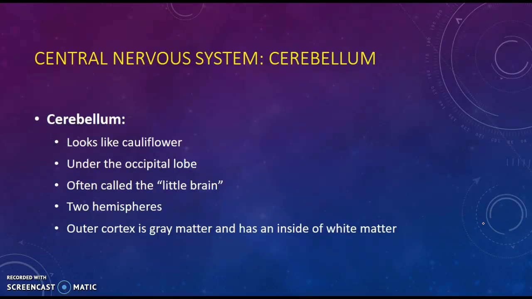All right, our last structure of the brain we're going to talk about is the cerebellum. It does look like a big piece of cauliflower, so if you've ever eaten cauliflower, that's exactly what it looks like. It sits right underneath the occipital lobe, and it's often called the little brain. The reason it's called the little brain is it's got two separate hemispheres, and it also contains a kind of cortex area and a white matter deep to it.